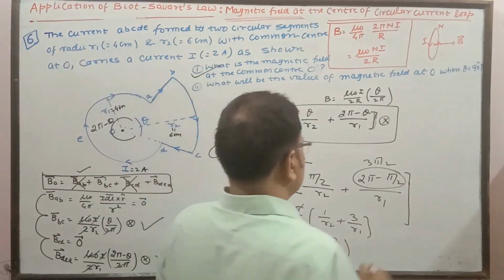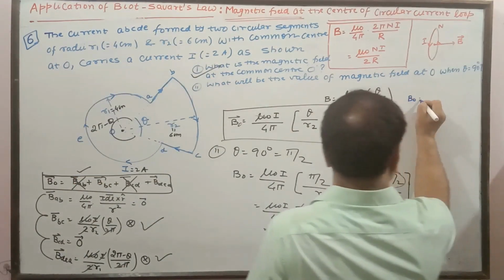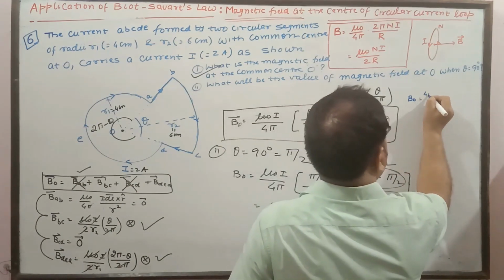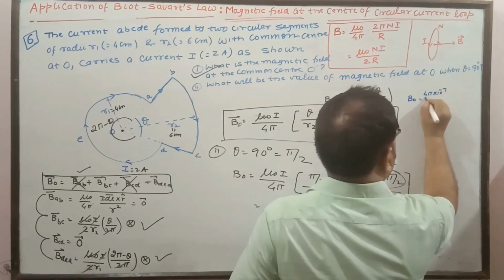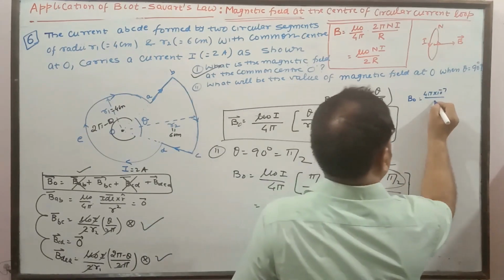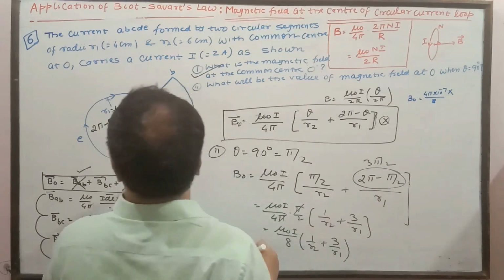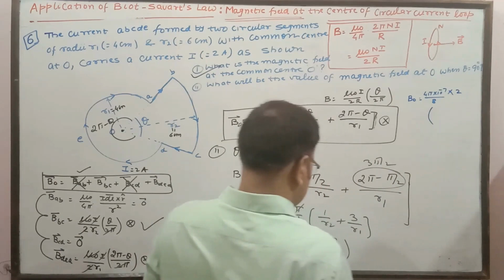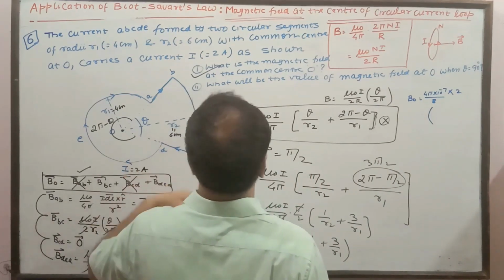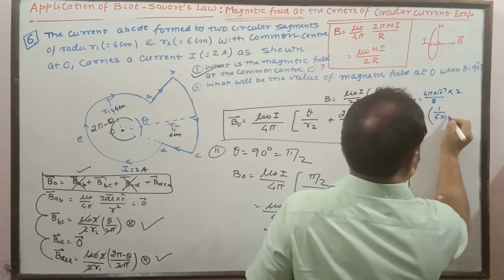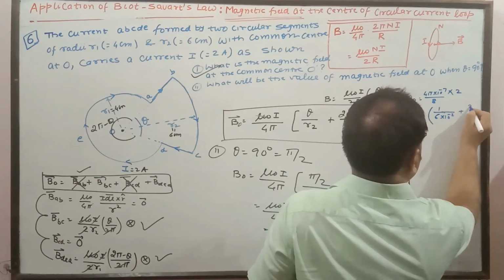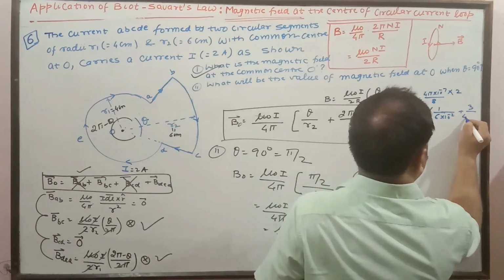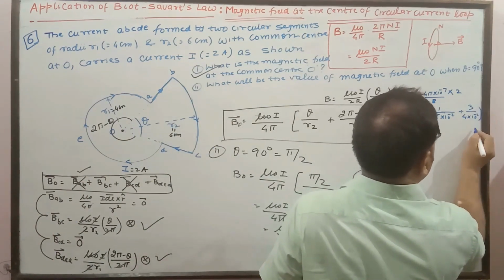Next part is substitution part. Though you can do it yourself. B naught equal to mu naught, which is 4 pi into 10 to the power minus 7, divided by 8, into I. I is how much? That is equal to 2 ampere. So put here 2 multiplied by 1 by R2. R2 is equal to 6 centimeter. So 1 by 6 into 10 to the power minus 2 plus 3 by R1. R1 is how much? That is 4 centimeter. So 4 into 10 to the power minus 2. That is in SI units, so Tesla.